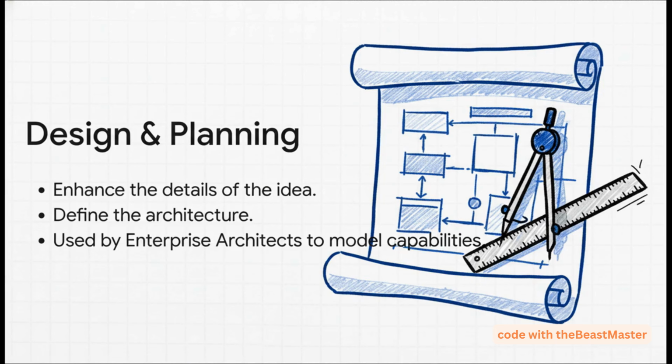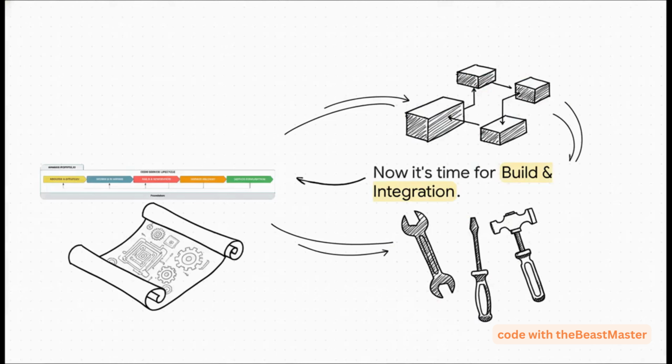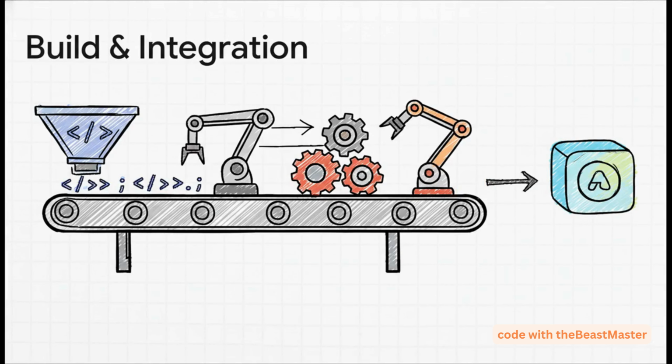You're defining the architecture, fleshing out all the details, and basically creating the technical blueprint for what you're actually going to build. And from that blueprint, we head over to the workshop. It's time for build and integration. This is where your developers and DevOps teams take that blueprint and turn it into a real deployable solution.